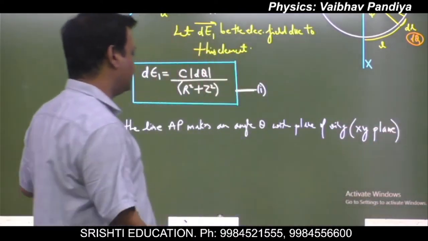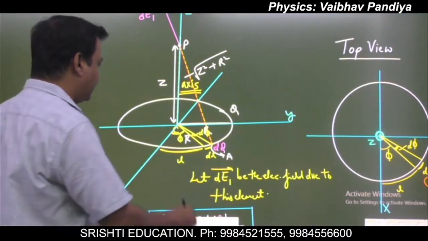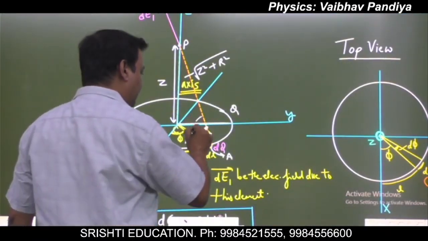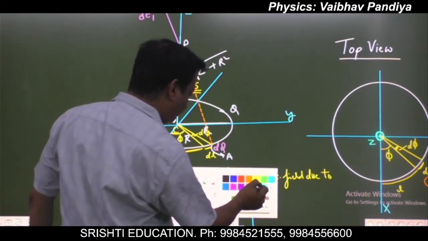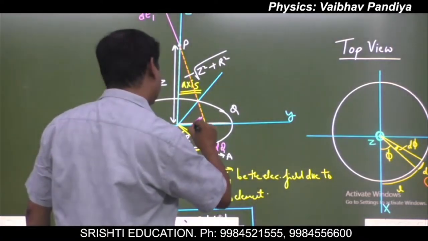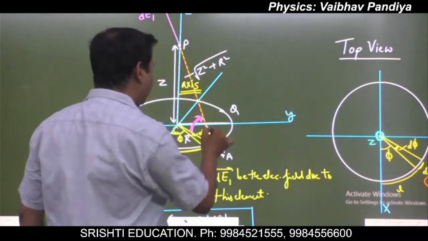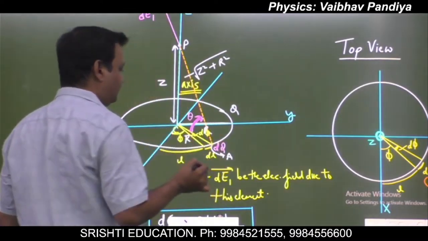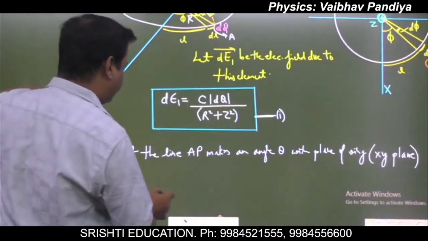XY plane. Got it? So if you see in this figure, what will be the angle theta? I'll say this will be the angle. Let me change the color for more clarity. Say we are using this pink color. This angle above the plane of the ring till the line AP. This angle is theta.